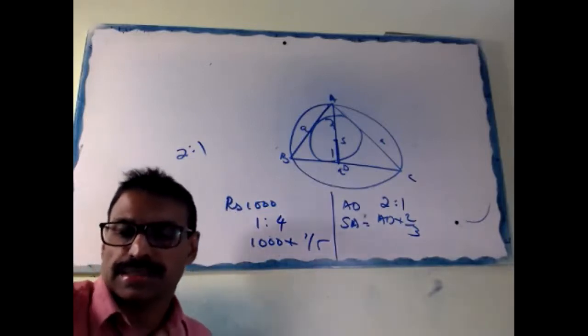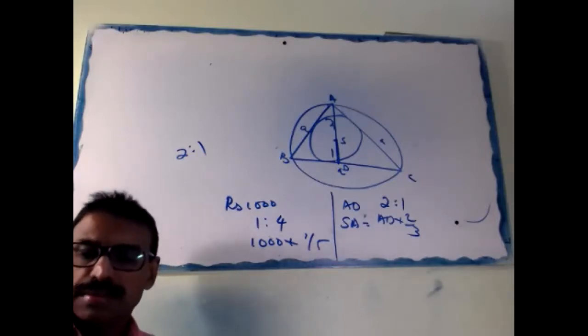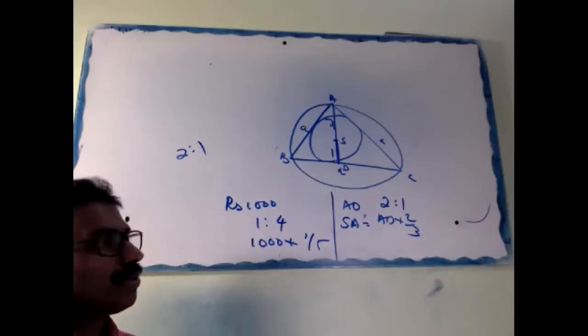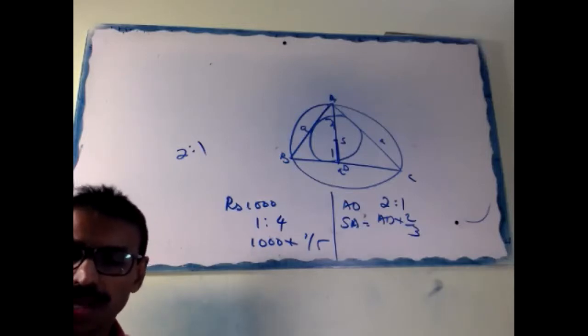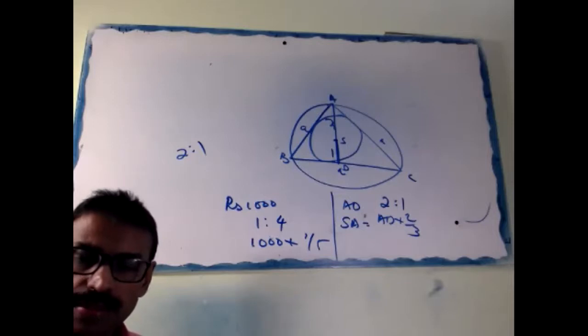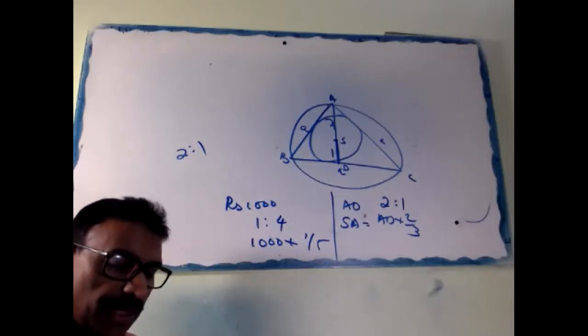In an equilateral triangle, circumradius equal to 2h by 3. Okay, h equal to root 3 by 2 a.